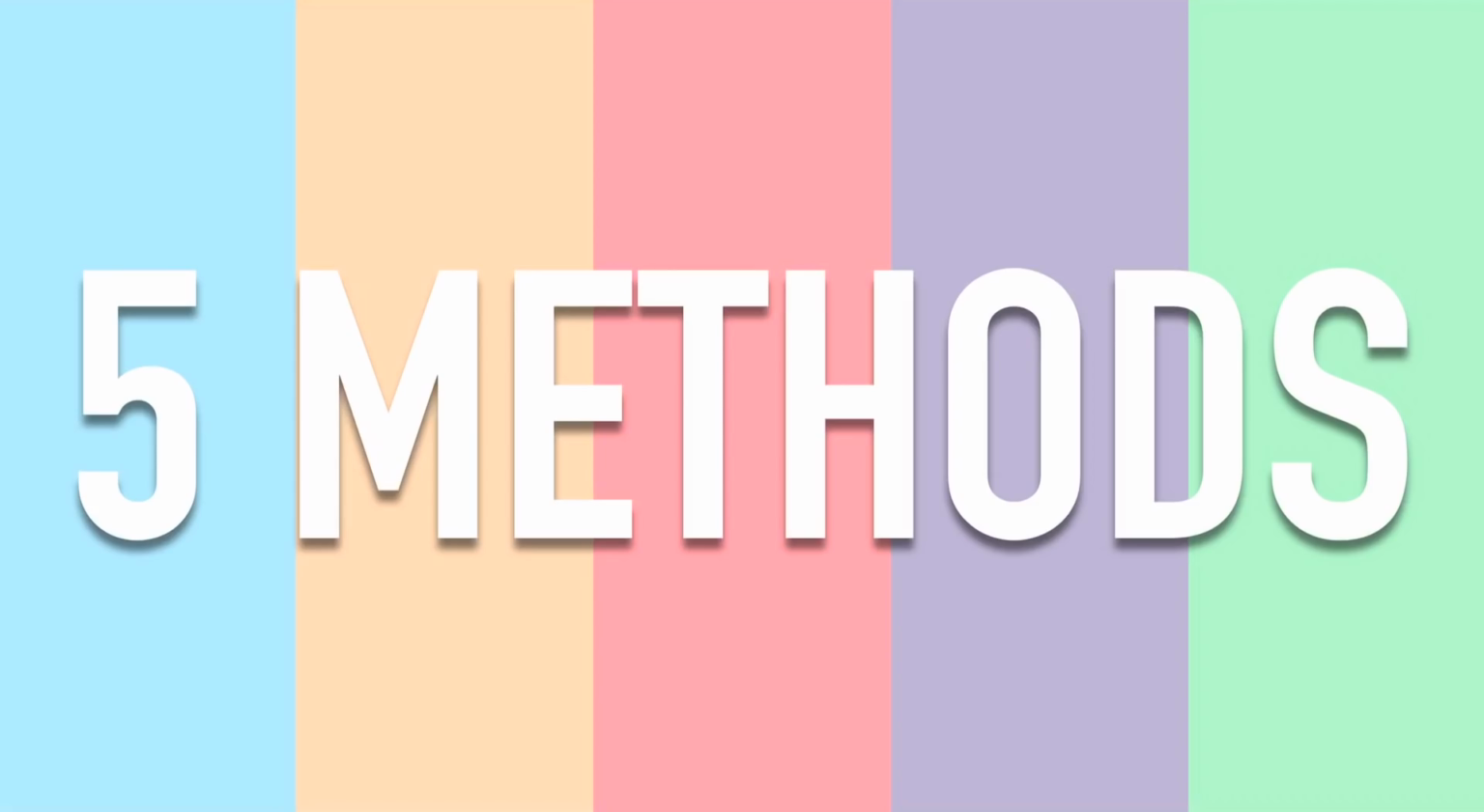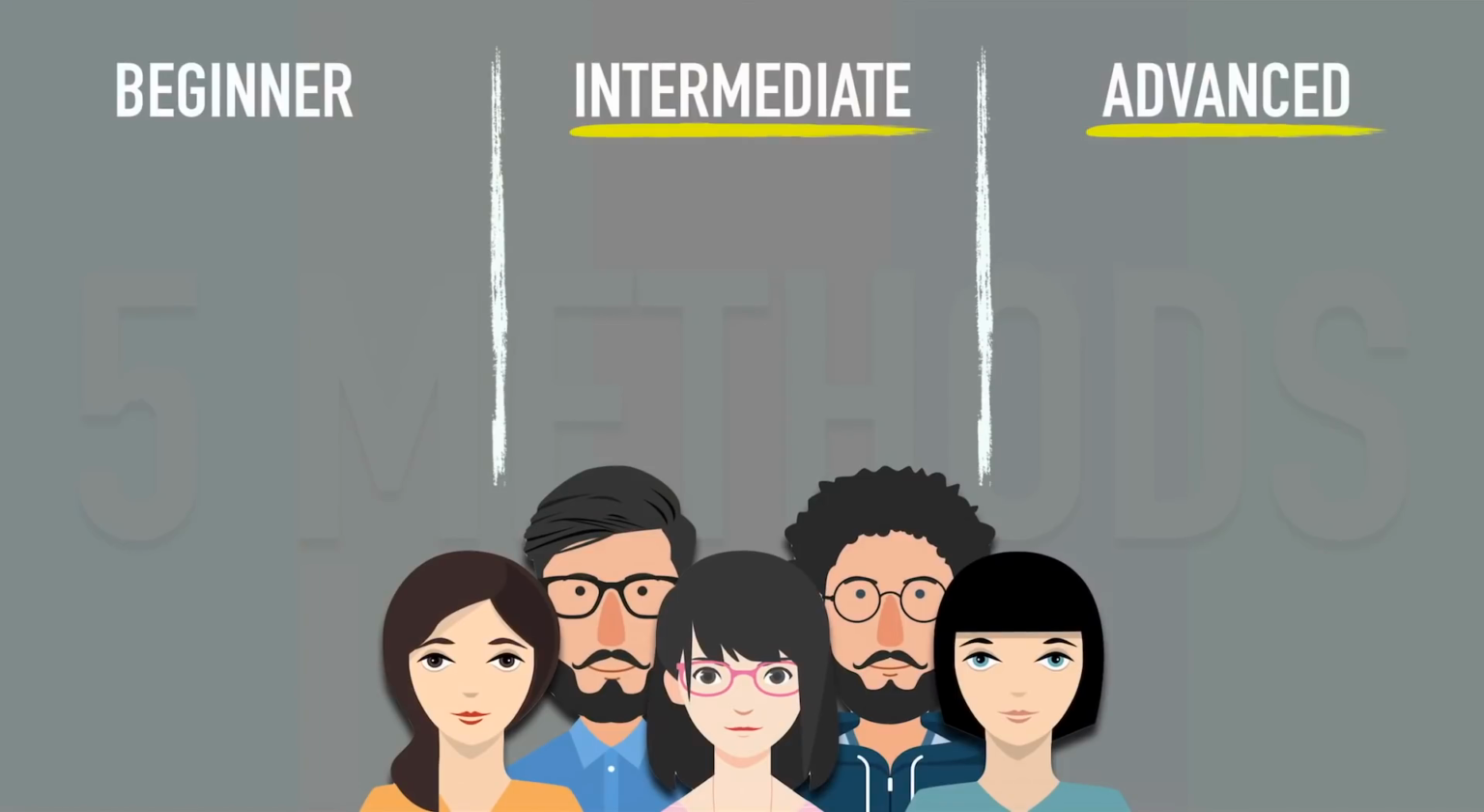Okay, there are 5 methods to studying English. Now, before we look at these methods, we need to remember that there are 3 types of English learners: the beginner, the intermediate, and the advanced learner. Now, this video is focused on the intermediate advanced learner, but I still want to explain the difference. So let's take a look at the beginner.